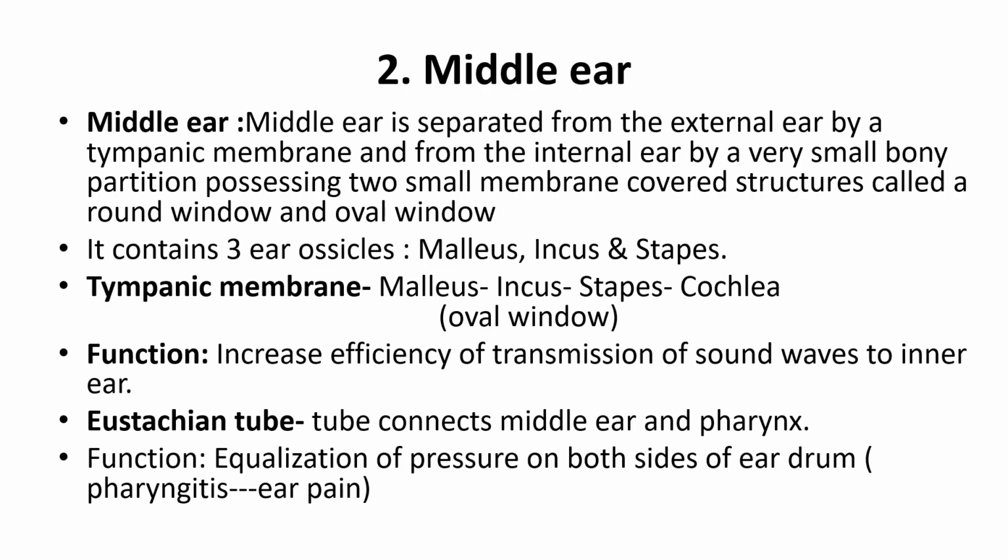The eustachian tube is present. It connects the middle ear and pharynx, and its function is equalization of pressure on both sides of the eardrum. But when there is an infection in the throat or pharynx, that infection travels to the ear through the eustachian tube, and there may be a sensation of pain or sometimes discharge from the ear.